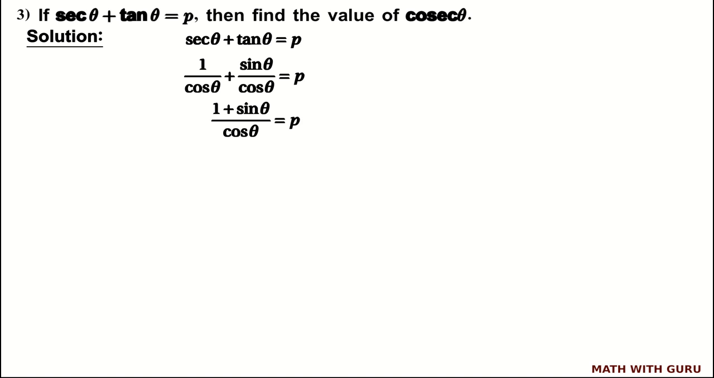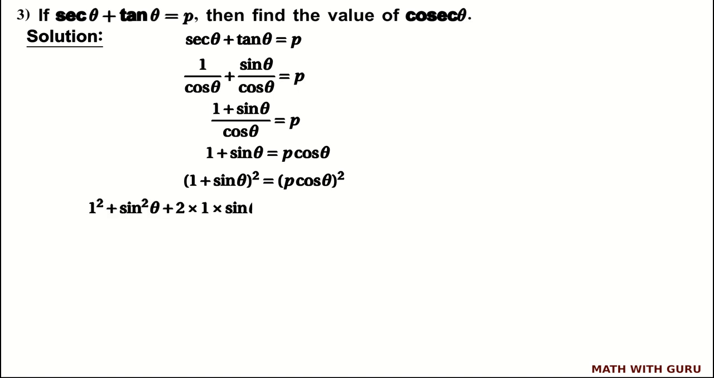Since the denominators are equal, we can write this as 1 plus sin theta whole divided by cos theta equals p. Bring cos theta to the right hand side. 1 plus sin theta equals p cos theta. Squaring both the sides, we get (1 plus sin theta) whole squared equals (p cos theta) whole squared. (a plus b) whole squared is a squared plus b squared plus 2ab. 1 squared plus sin squared theta plus 2 into 1 into sin theta equals p squared cos squared theta.